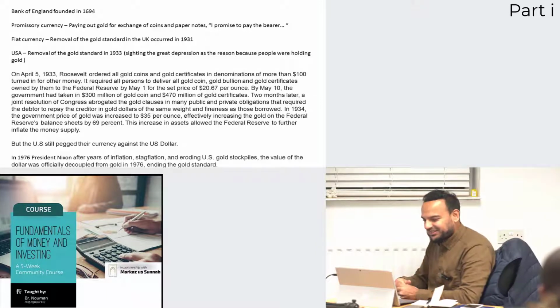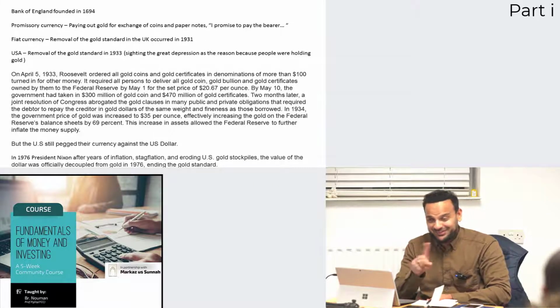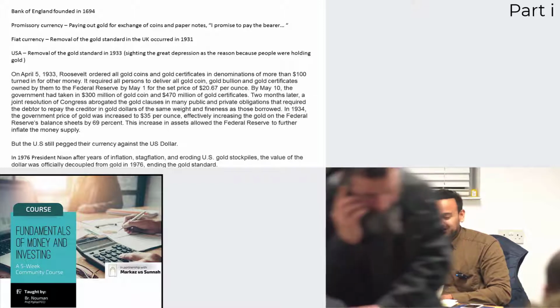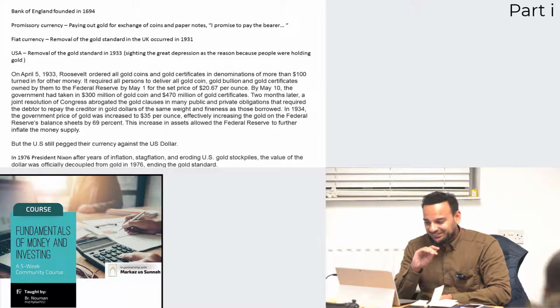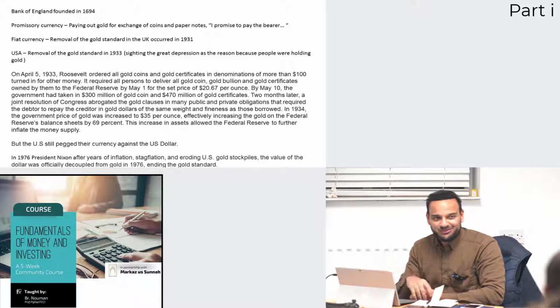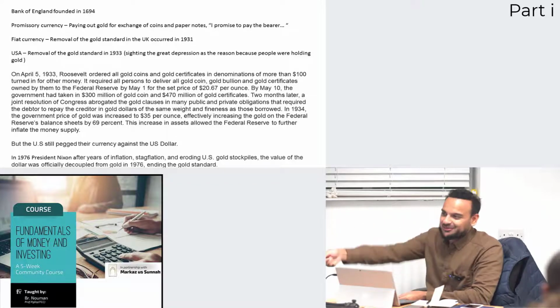So essentially, there's a nice interesting fact that President Roosevelt ordered that all gold coins and certificates with a denomination worth more than $100 be submitted to the government by law. So whatever holdings people had in physical gold, they had to come and give it, and in exchange, they were going to give them the money.